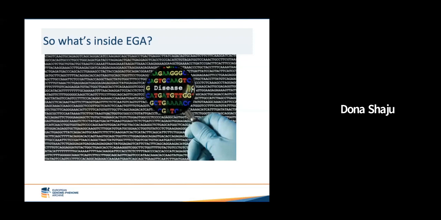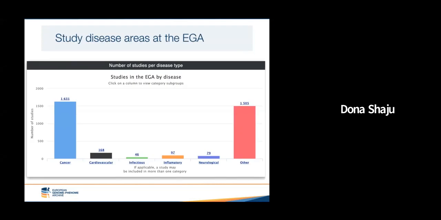So now we know why EGA was established. Let's take a little look inside of EGA. The screenshot that you're seeing now is taken from our homepage. As you can see, cancer studies comprise around 40% of all the studies at EGA, but we hold a very wide and diverse range of other studies ranging from arthritis to malaria.